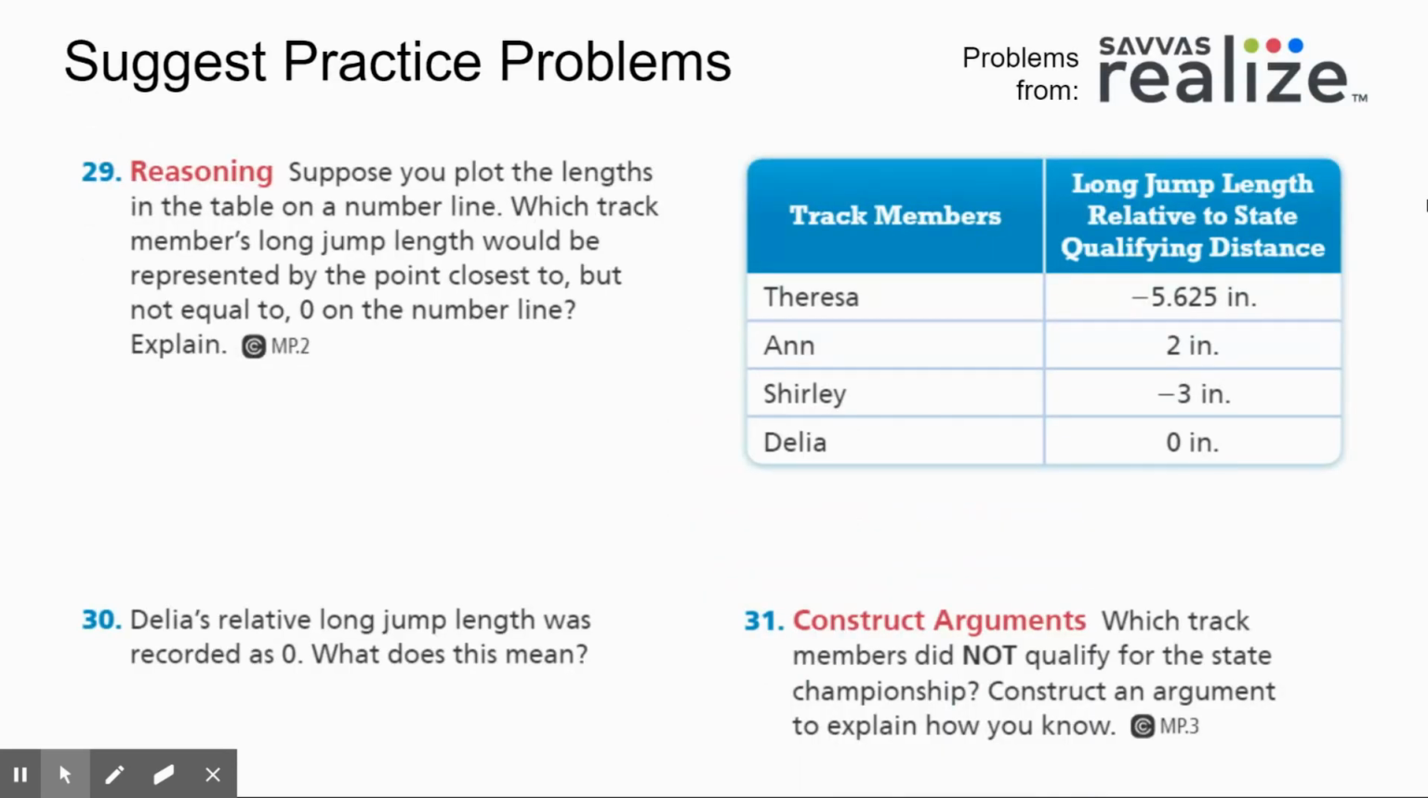I'll leave you with some suggested practice problems. These are all from Savvas Realize. They're in the 2.2 section, I think, actually. But all three of these problems are going to revolve around the table that you'll see there, with track members and the long jump length relative to state qualifying distance. Give them your best shot. Ready to go.